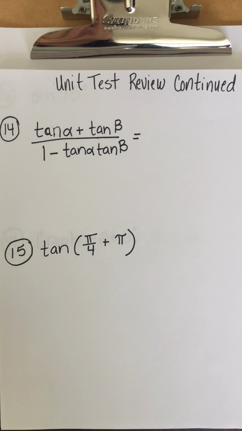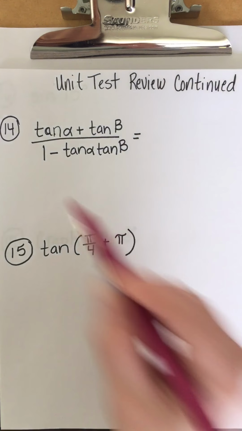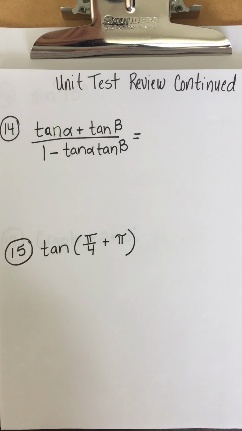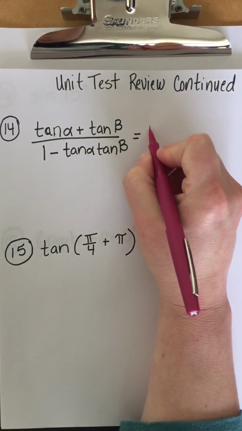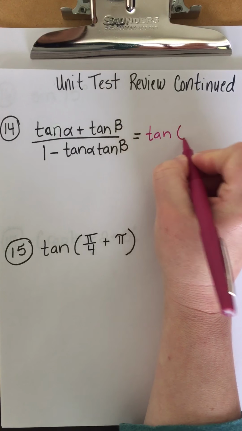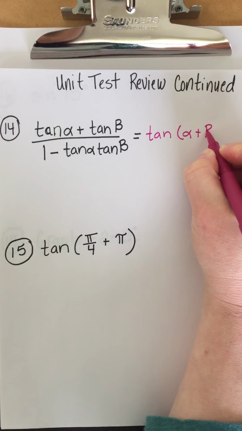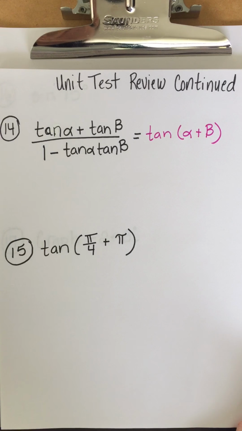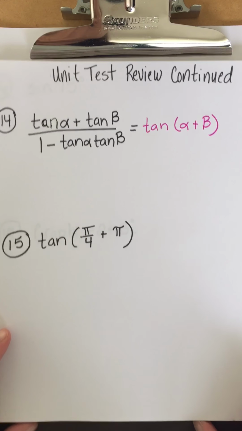Hey you guys, for today I'm going to go over the second half of the unit test review, so let's get started. We left off on number 14. So they give us this and they want us to simplify, and this comes straight off of your formula sheet. This is the formula for the tangent of alpha plus beta, and that's it. So let's move on to the next one.